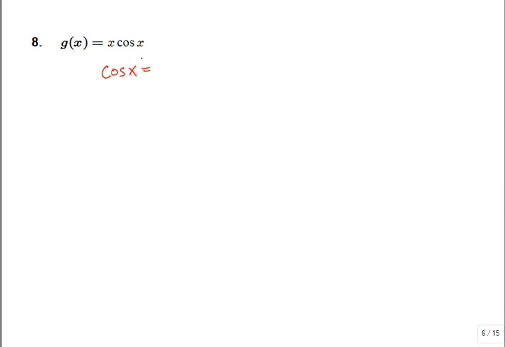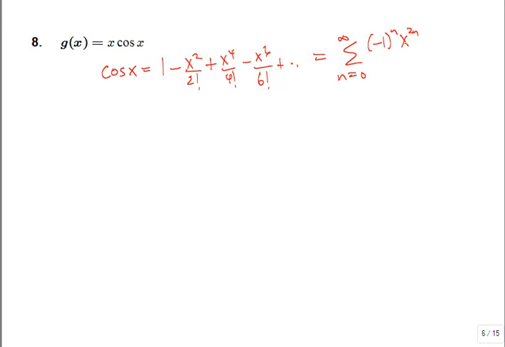Its power series is 1 minus x squared over 2 factorial plus x to the 4th over 4 factorial minus x to the 6th over 6 factorial, etc. And in terms of its summation notation, that would be the sum from 0 to infinity, negative 1 to the n, x to the 2n over 2n factorial. So why not use this, and how could I manipulate it to get x cosine x?